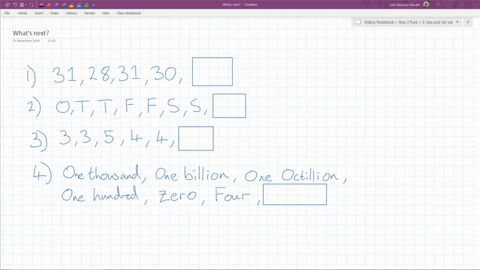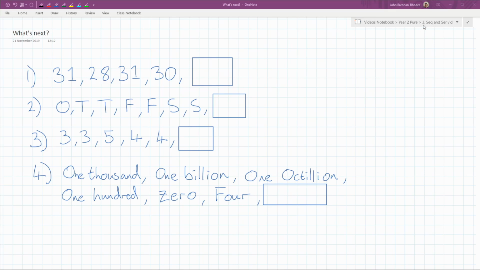Okay, this is the first video on sequencing series, which is chapter 3 from the year 2 pure textbook. And I'm going to start off with something to get you thinking. These are some slightly strange sequences for you to try and guess what the last term is in each one. I would say you should pause the video and have a think about them. Can you see what's next? And I'll give the answers at the end of the video.